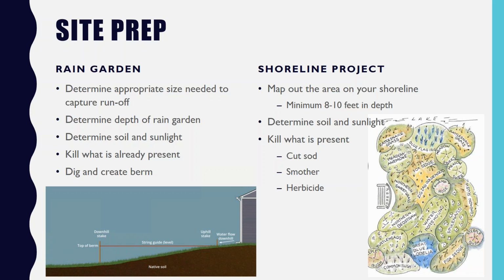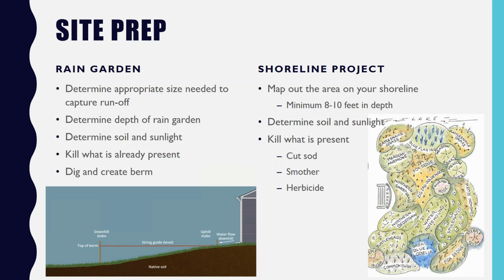So you do have to dig out that area to make sure it is flat along the bottom, and then that dirt can be used to create a berm on the downhill side. As I mentioned, you need to determine soil and sunlight types. You need to kill what is already present there, so killing the grass, whether that be digging it up, using herbicide, or placing a tarp or cardboard over the grass to kill it. And then, like I mentioned, you dig and create that berm on the downhill side.